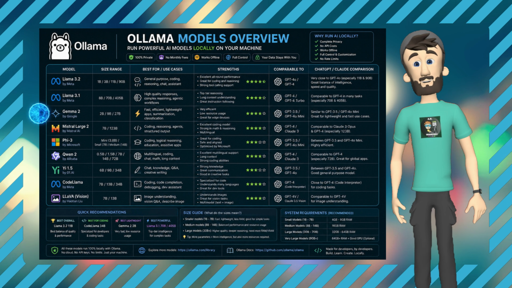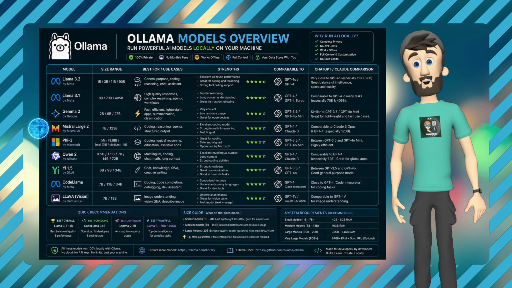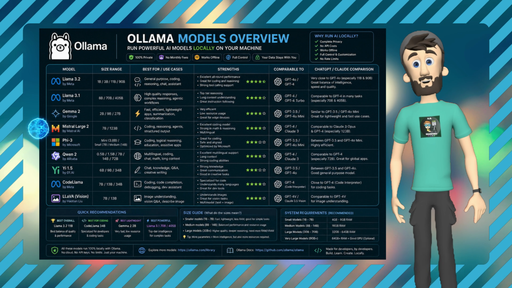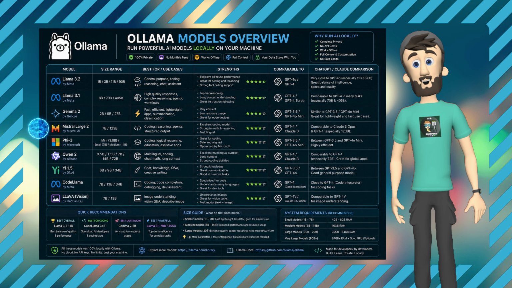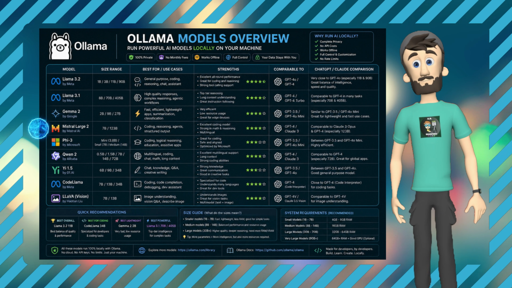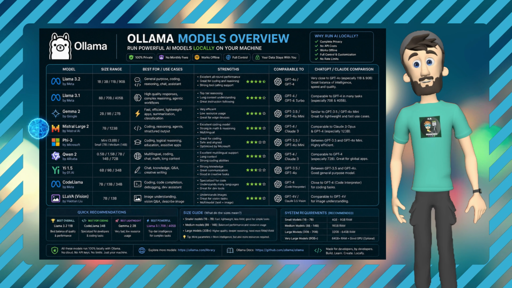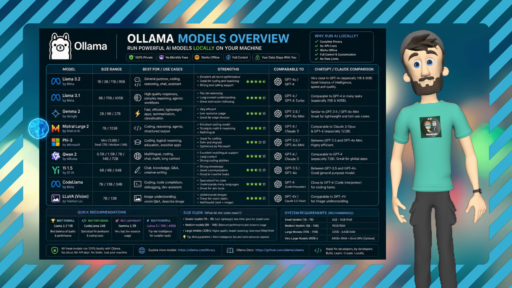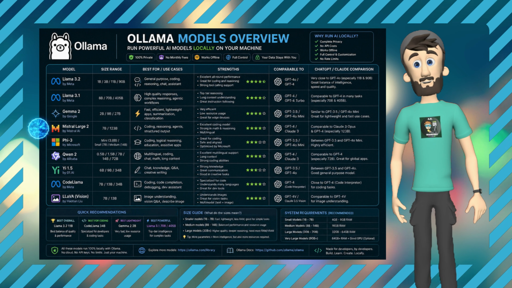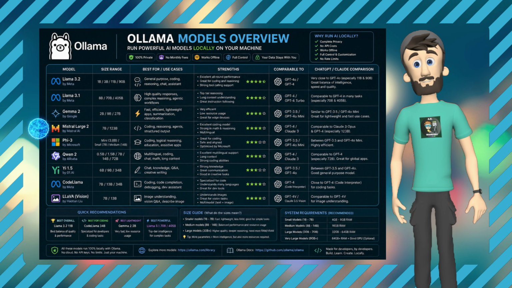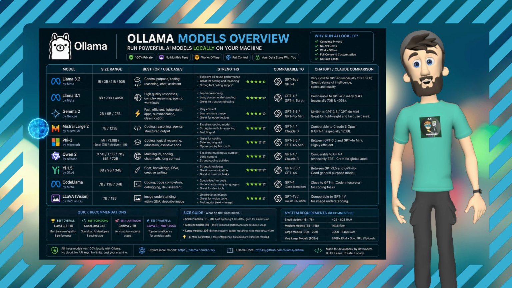Next up is Mistral Large. Mistral has become extremely popular among developers because it performs exceptionally well in coding, mathematics, and reasoning tasks. It also supports multiple languages and delivers very high-quality responses. If your primary focus is software development or technical projects, Mistral is definitely a model you should try.